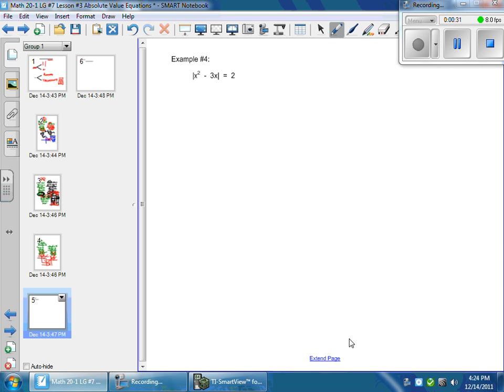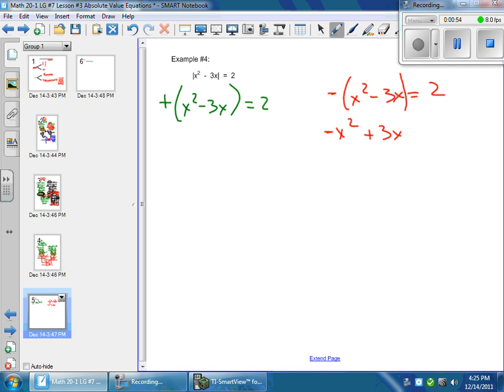Let's see if we can do this algebraically. You sure can, because after all, remember, you have the positive version of x squared minus 3x equals 2, and you have the negative version of x squared minus 3x equals 2. Right? So let's solve the red one first. Let's go to the difficult one first.